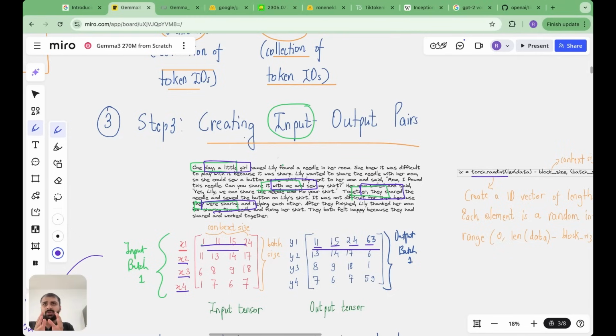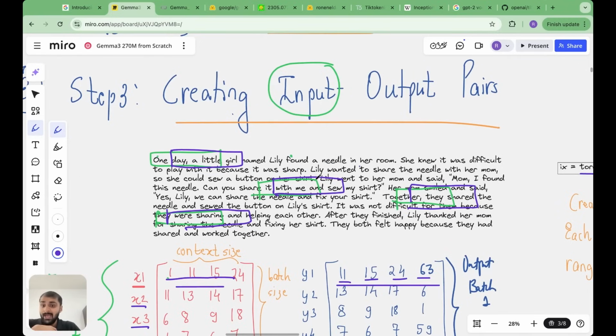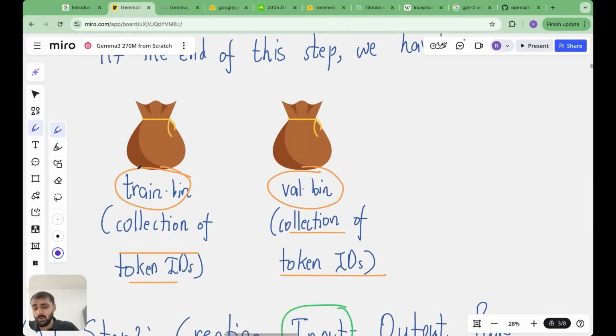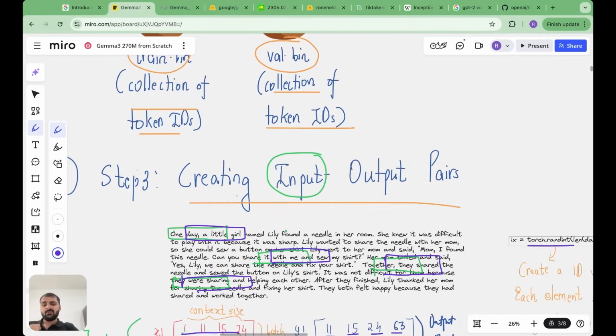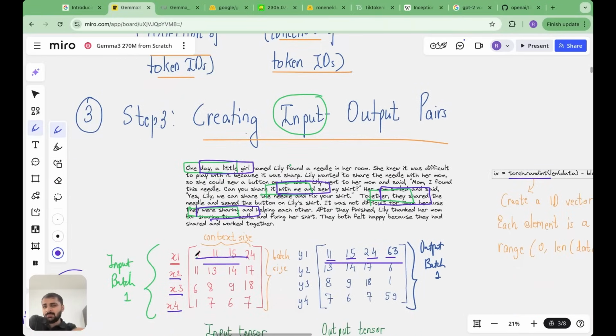Here, I told you how when we have a data set, and now remember the model does not see sentences like how I am seeing right now or how you are seeing right now. For the model, it only sees these bags of token IDs. It only sees a bunch of token IDs. From these token IDs, it has to make these input output pairs.